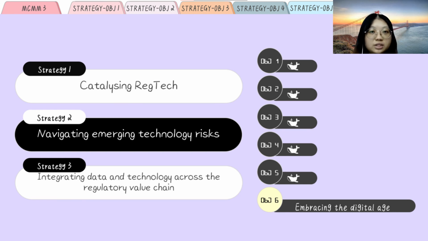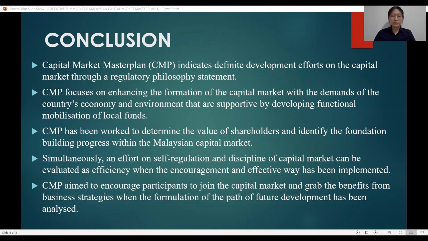Last but not least for this objective is integrating data and technology across the regulatory value chain. Despite the enhancement of functionality for the existing systems to handle a broader variety of regulatory submissions, as well as upgraded with more dynamic features, the SC as well strengthened analytics and predictive capabilities to augment policy making and risk surveillance. In conclusion, Capital Market Master Plan integrate definite development efforts on the capital market through a regulatory philosophy statement.